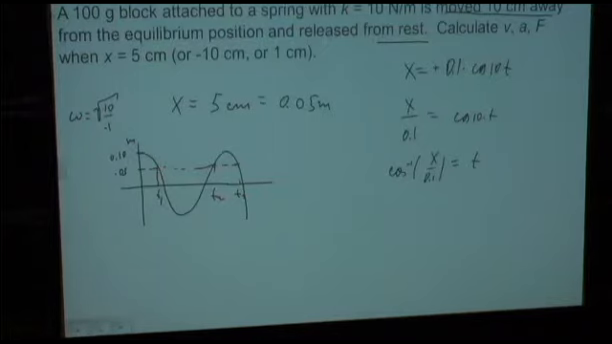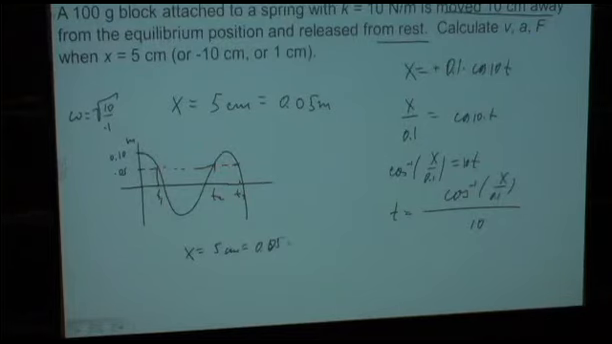10? What do you mean by 10? It's cosine of 10 times t. Thank you. And now finally, to calculate time, the inverse cosine of this divided by 10. So if x equals 5 centimeters or 0.05 of a meter, the first instant for this time is the inverse cosine of 0.05 divided by 0.1, divided by 10, so the inverse cosine of 1/2.